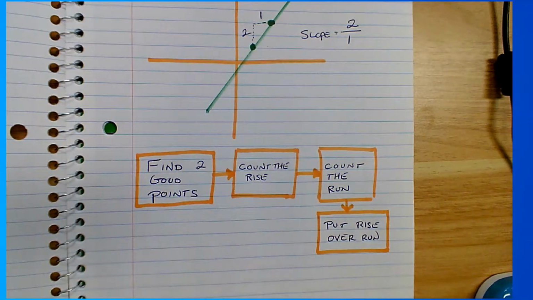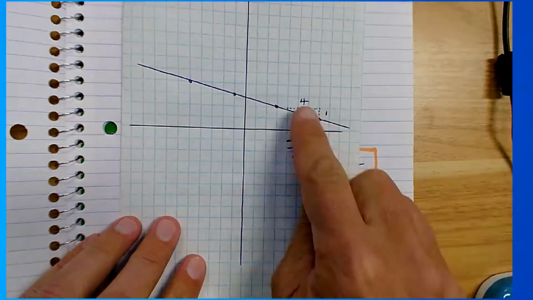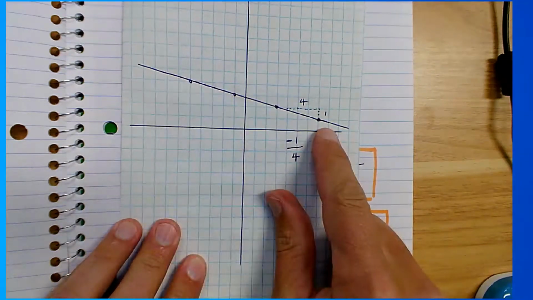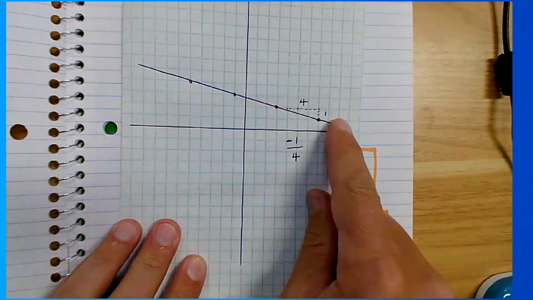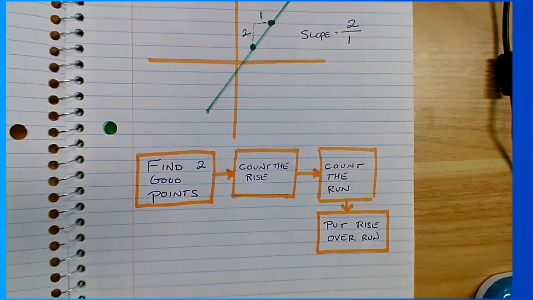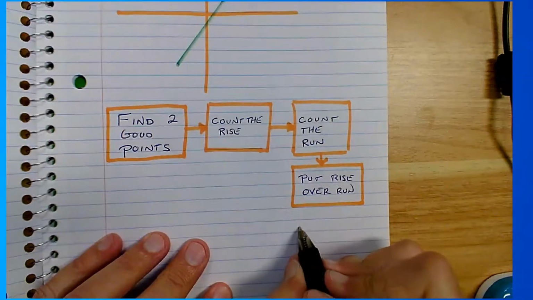I'm going to add one final step. And that step showed up right here when I did this one. I put rise over run 1 over 4, but then I have to think about the line. If the line is negative, I have to add a negative to the numerator. So we're going to add our final step, add a negative.